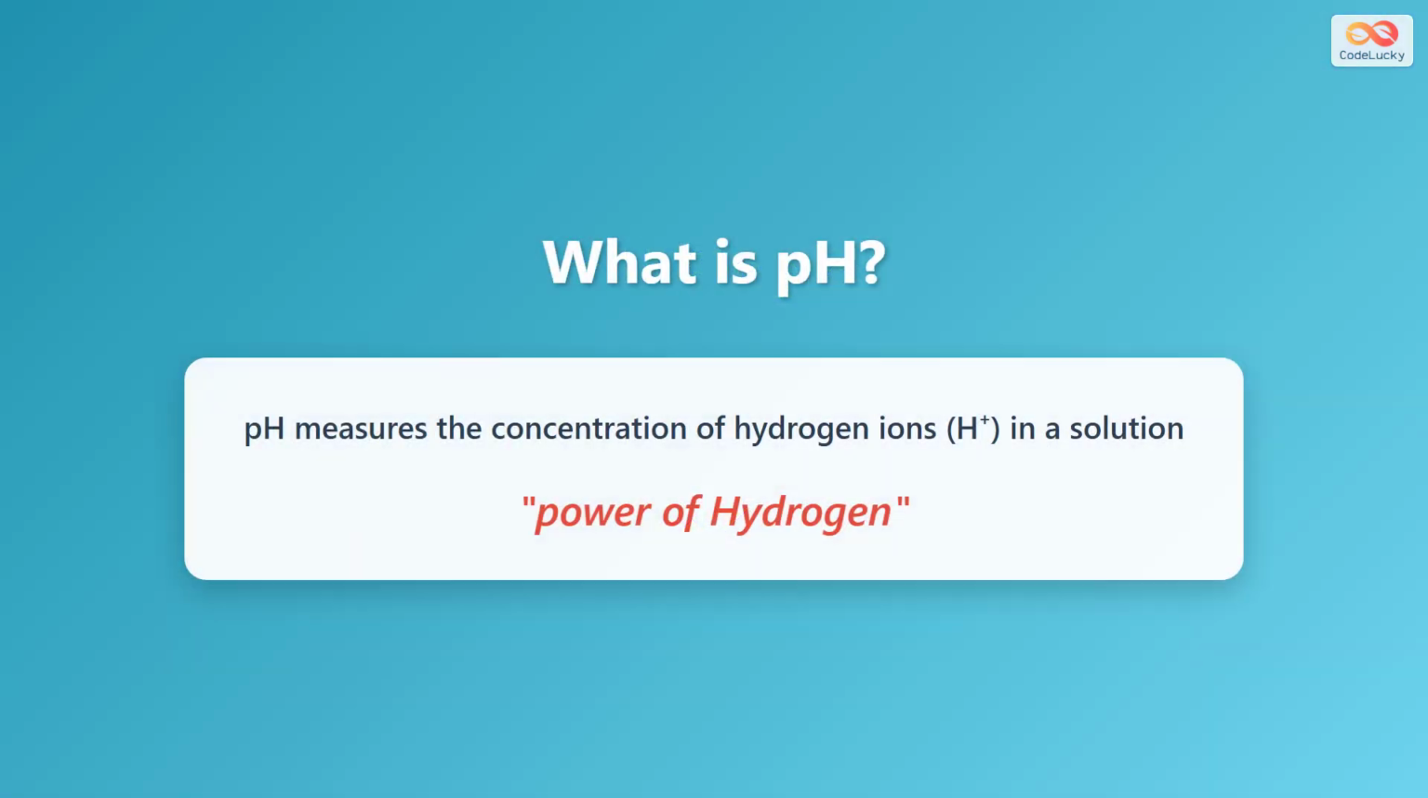So what exactly is pH? The letters pH stand for power of hydrogen. pH is a measure of the concentration of hydrogen ions, represented as H+, in a solution. The more hydrogen ions present in a solution, the more acidic it is. Conversely, fewer hydrogen ions mean the solution is more alkaline or basic. This simple measurement helps us understand the chemical properties of liquids all around us.